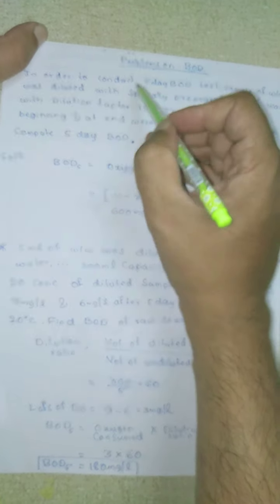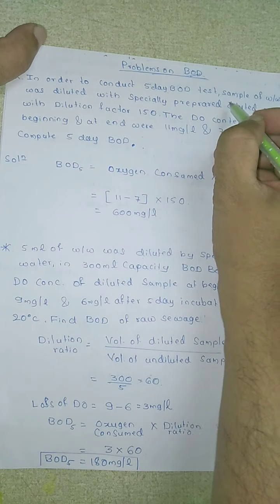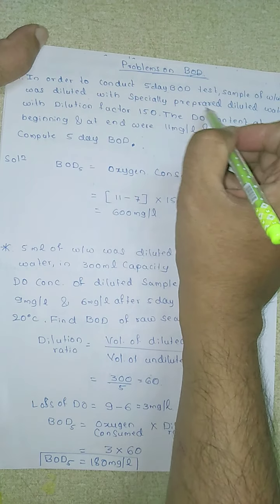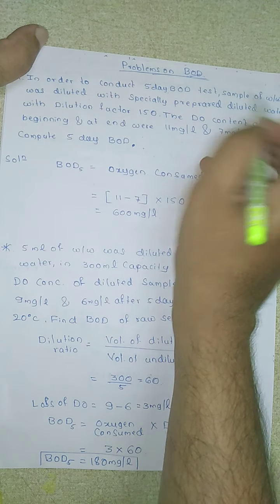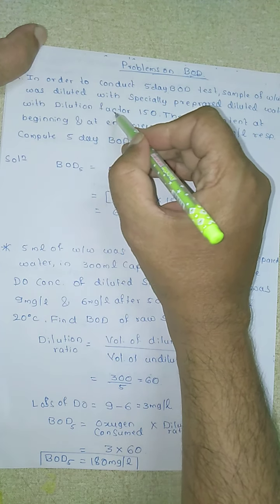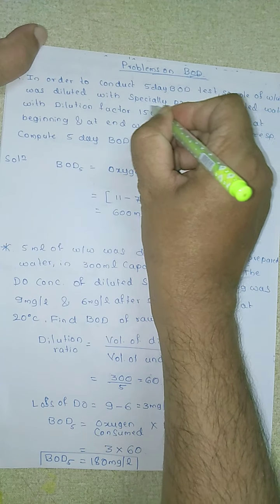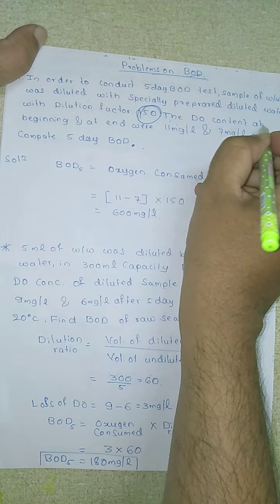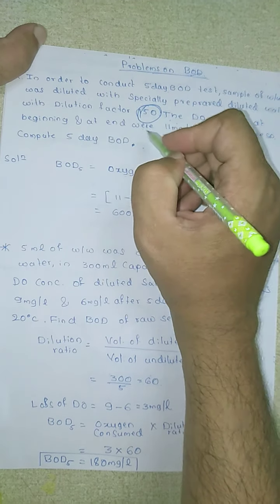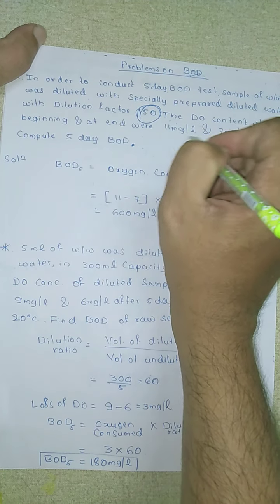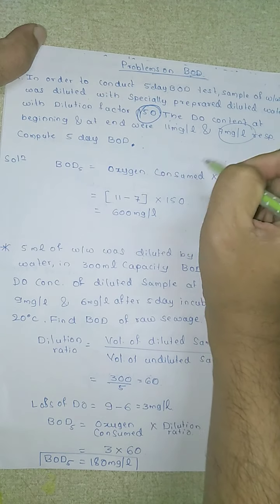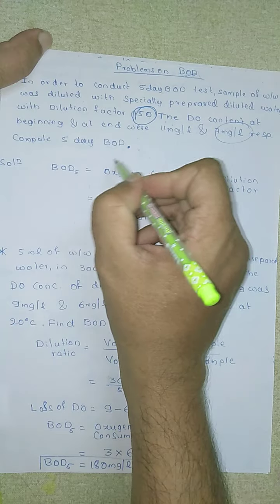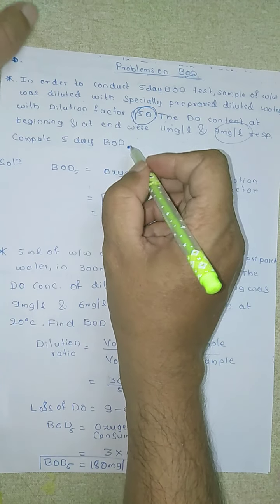In order to conduct a 5-day BOD test, the sample of wastewater was diluted with specially prepared dilution water with the dilution factor 150. Now what is given here? Dilution factor is given. The DO content at the beginning and at the end were 11 mg per liter and 7 mg per liter respectively. Now compute the 5-day BOD. So this is your problem.